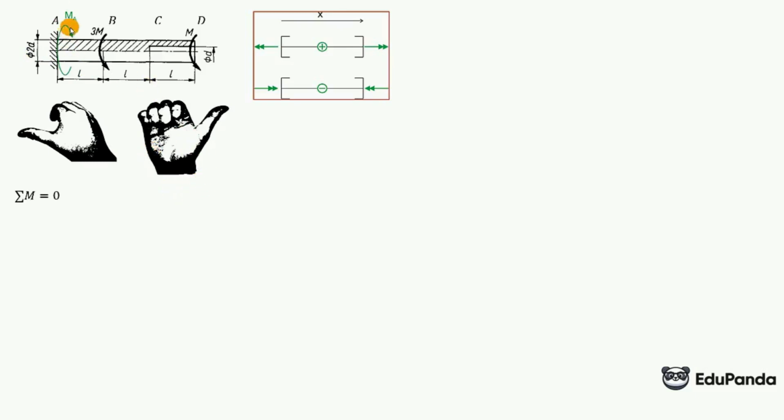So we calculate the reaction at the support. The sum of twisting moments is equal to 0. So MA positive minus 3M minus M equals 0. From this, MA has the value of 4M.